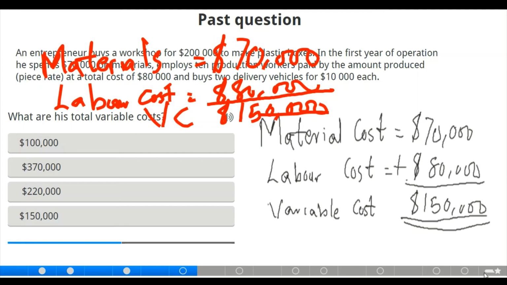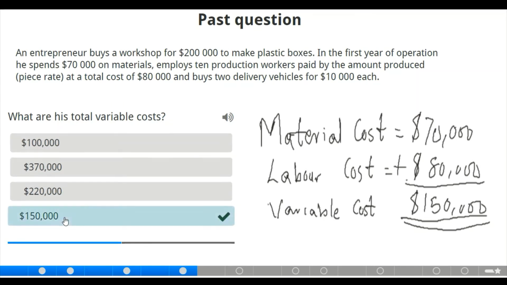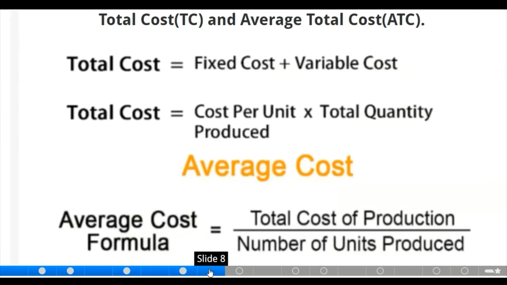Now let us check the options. We have $100,000, $370,000, $220,000. Of course, we have calculated this and our right answer is $150,000. That is good. Now we move to the next slide.